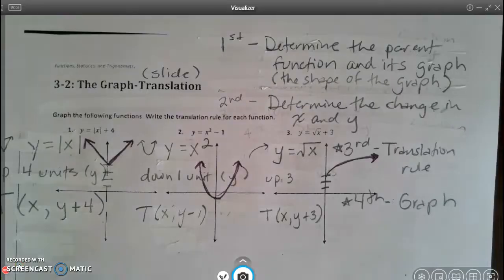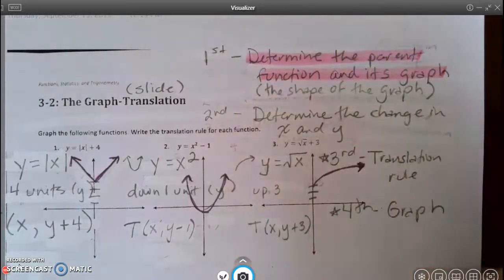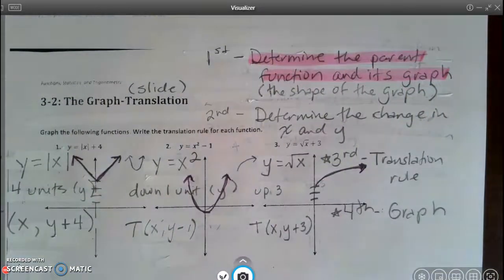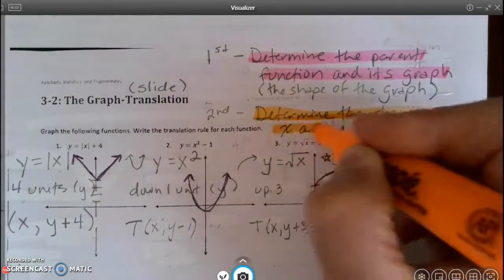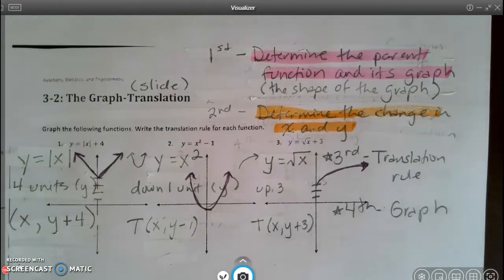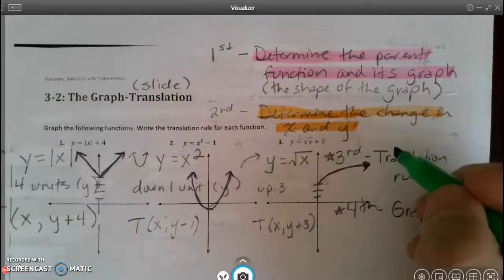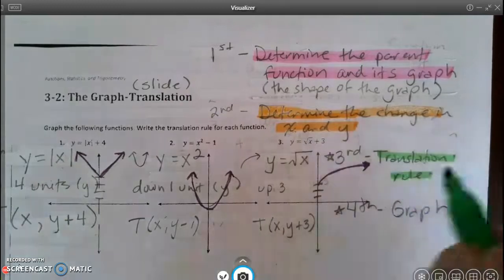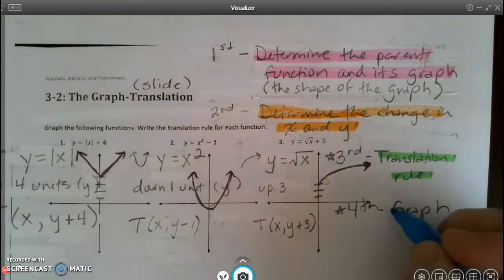All right, so let's make sure we've got this. So our first step is to determine the parent function and its graph. Our second step is going to be to determine the change in the x and the y. So far, we've only had changes in the y. And then our third step is going to be our translation rule. We want to write that translation rule. And our fourth step is to graph.